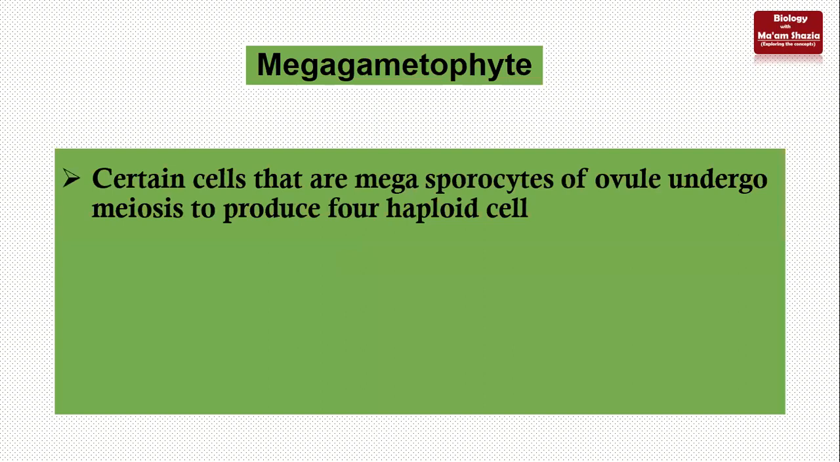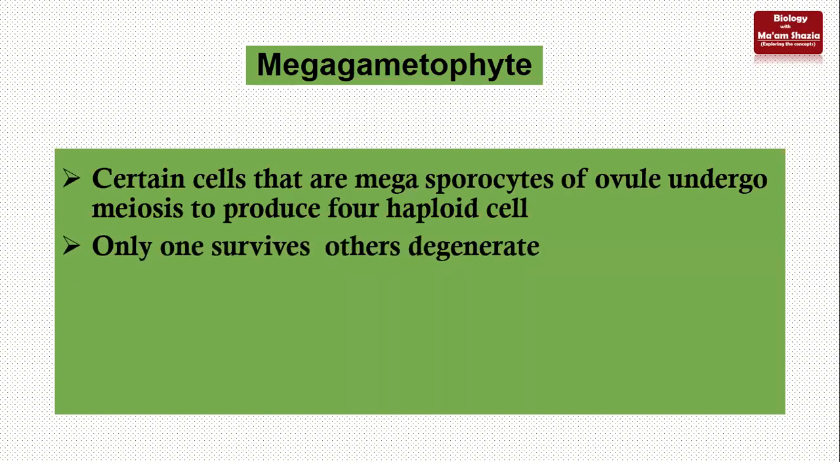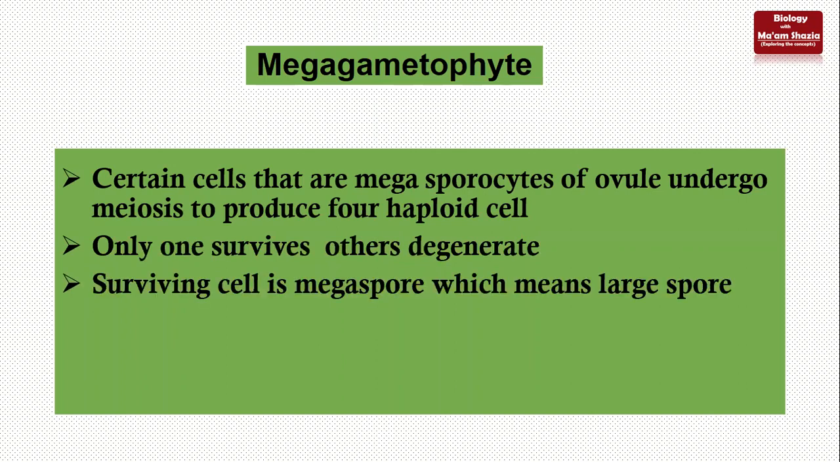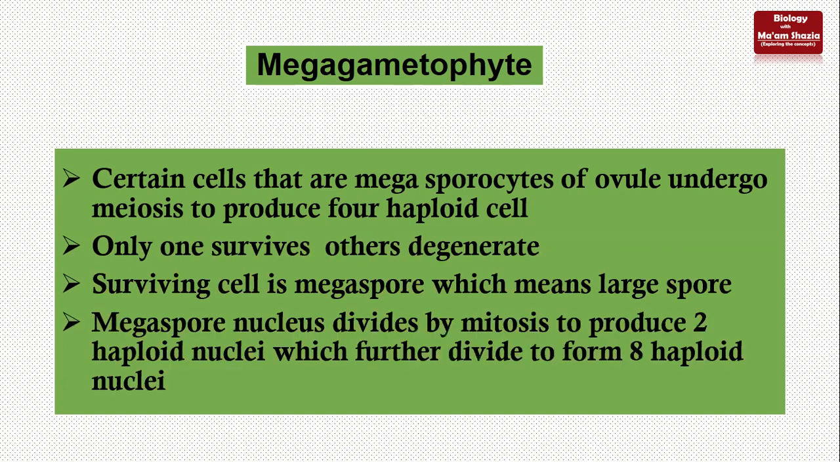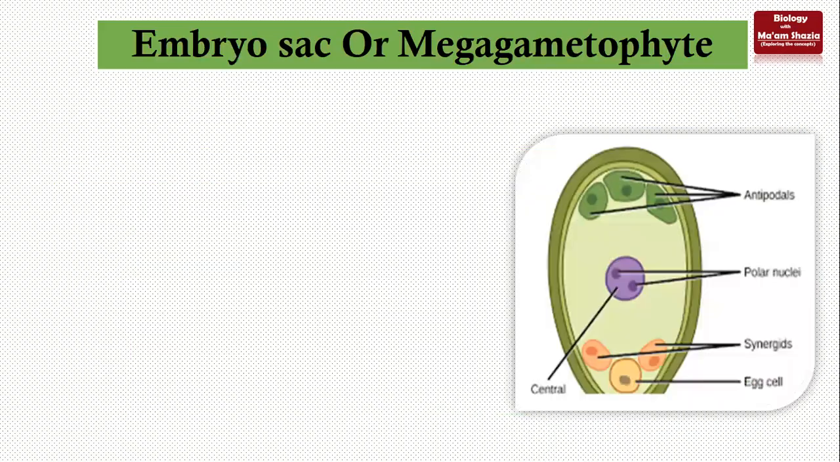The megasporocyte of the ovule undergoes meiosis to produce four haploid cells. Only one survives, and the others degenerate. The surviving cell is the megaspore, which means large spore. The megaspore nucleus divides by mitosis to produce two haploid nuclei, which further divide to form eight haploid nuclei, because it has to go through three mitoses. Now, this is the embryo sac or megagametophyte.